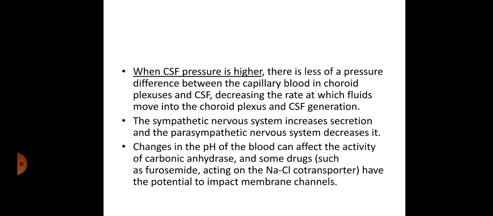So this is the homeostasis point of view. When CSF pressure is higher, there is less pressure difference between the CSF pressure and capillary blood pressure. So the rate of production of CSF by the choroid plexus decreases. From the autonomic system point of view, the sympathetic nervous system increases the secretion of CSF, whereas the parasympathetic system decreases CSF production. The changes of pH and various drugs can alter the formation of CSF, such as furosemide, which acts on the sodium chloride transporter and can alter the production of CSF.